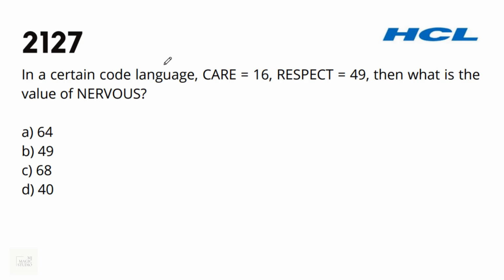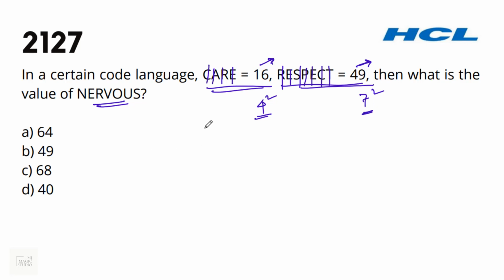Okay, in a certain code language, care is 16, respect is 49. Then what is the value of nervous? The very first thing which hit my mind was that 16 is a square number, 49 is also a square number. This is 4 squared and this is 7 squared. We can see there are 1, 2, 3, 4 letters in the word, so hence it is 4 squared. Here we have 1, 2, 3, 4, 5, 6, 7 letters, hence it is 7 squared.